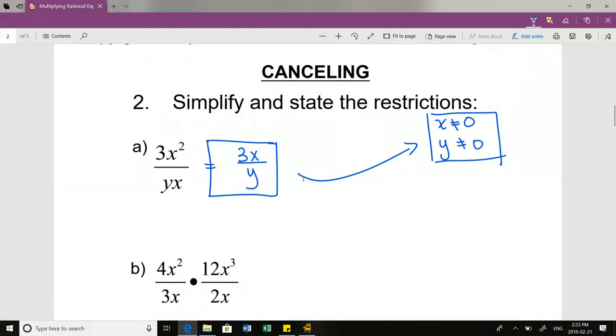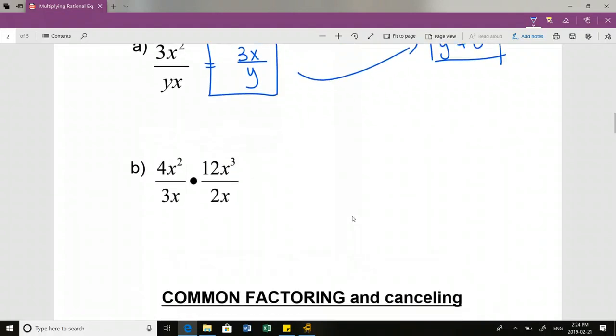Okay, so again, before I simplify anything here, I want to restrict. So what's the variable in the denominator? It's x, so I need to restrict that x value. So I have 3 times x and 2 times x. What x value or values will need to be restricted so that I don't get 0 on the bottom?